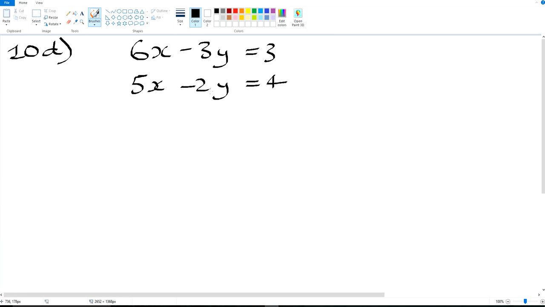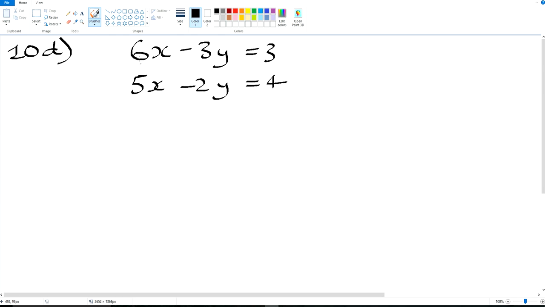Okay, in this next question, we have 6x minus 3y equals 3, 5x minus 2y equals 4. So this is again another one of those type 3 equations, and we need to eliminate either the x or the y. To eliminate the x or the y, we can either choose the 6 and the 5 coefficients to make them opposite or equal, or the minus 3 and the minus 2 to make them opposite or equal.